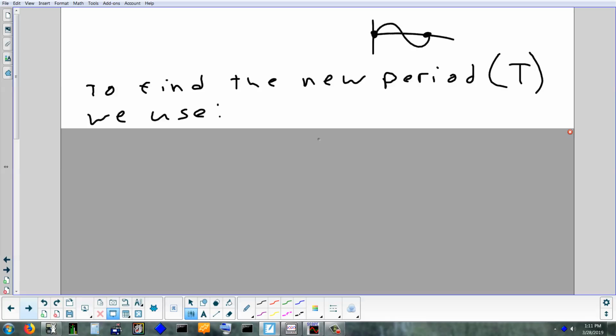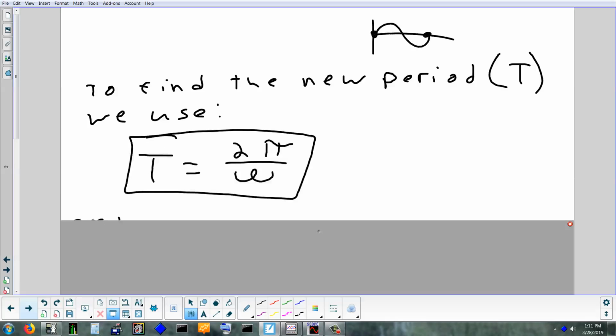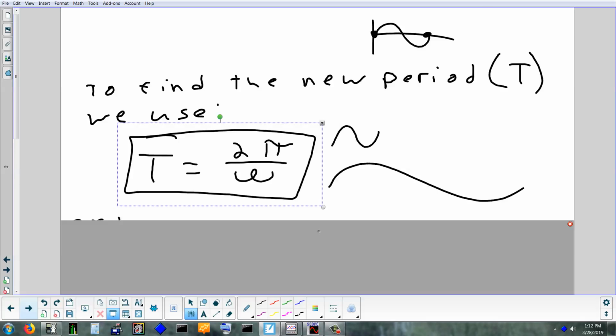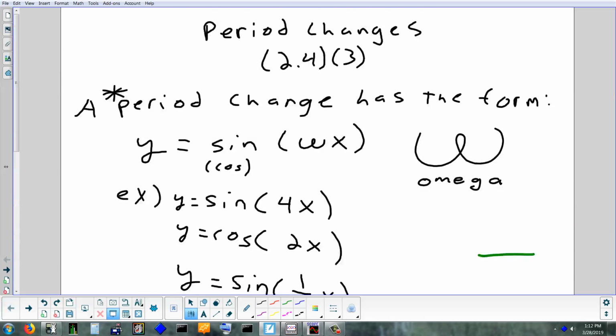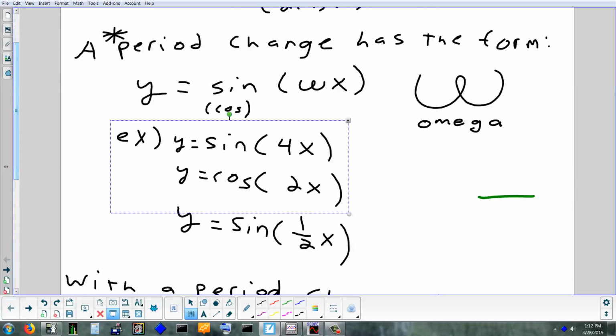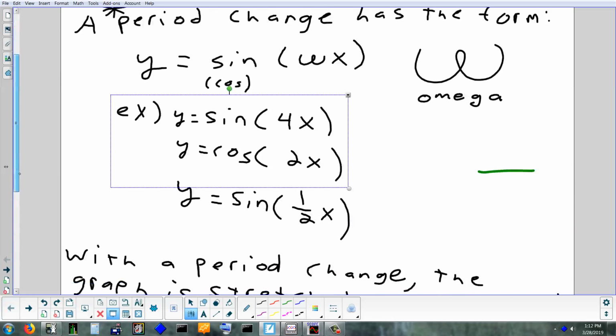So what we want to be able to figure out is, how much did you change it? Is it more? Did you stretch it out? Or is it less? And this is the formula that you use to find the width of a cycle. Did your cycle get wider or did it get narrower? This formula will tell you. So the calculation is always 2 pi, that's the original cycle, divided by omega. Omega is just the number that's in front of x. 4, 2, 1/2. So whatever number is in front of x.